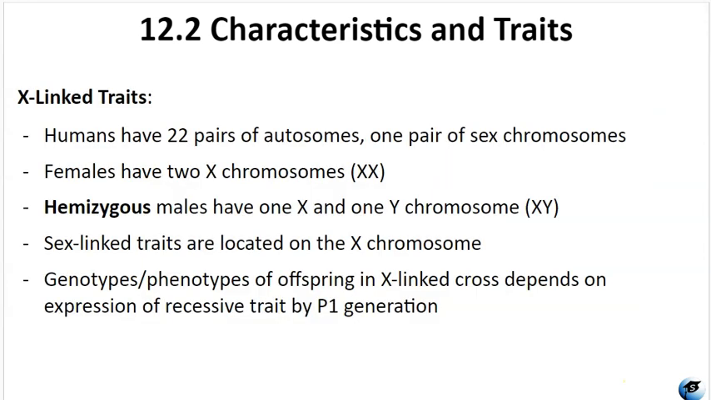In sex-linked traits, the sex of an individual is determined by sex chromosomes. Humans have 22 pairs of autosomes and then just 1 pair of sex chromosomes. Females have 2 X chromosomes, while males have 1 X and 1 Y chromosome. And then there is this phenomenon called hemizygous, meaning that you can have only 1 allele for X-linked characteristics. That's generally happening in males, whereas females have 2 X's. Genotypes and phenotypes of the offspring in an X-linked cross depend on the expression of the recessive trait by the male or female in the P1 generation.